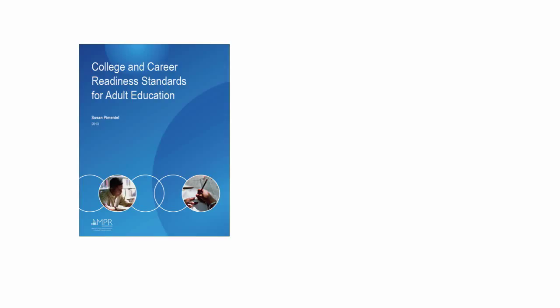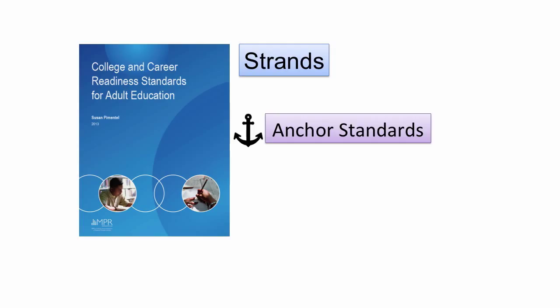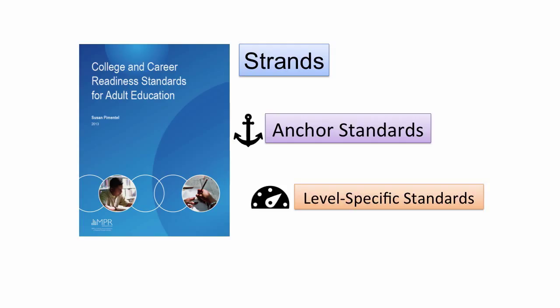The CCR standards are organized into a framework that includes strands, anchor standards, and level-specific standards. Let's spend a few minutes getting to know the different pieces of this framework, so when you're ready to use the standards, you'll understand their structure. The standards are organized into four main areas called strands.